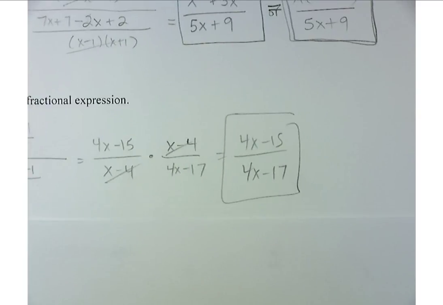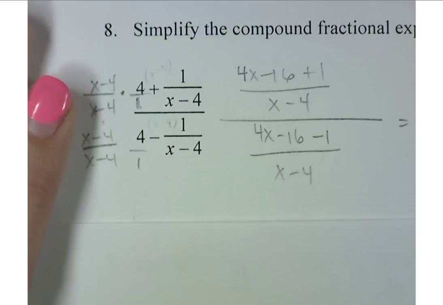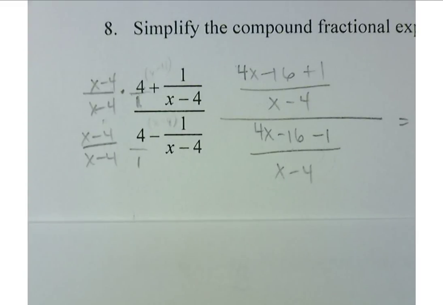All right, and then for 8, you're going to simplify the compound fraction. I'm going to start from the beginning. Okay, so now you have a whole number. Whole numbers are nice because the LCD is just going to be the denominator of the other one. Okay, so if this denominator is x minus 4, that's what you multiply by, x minus 4 over itself.